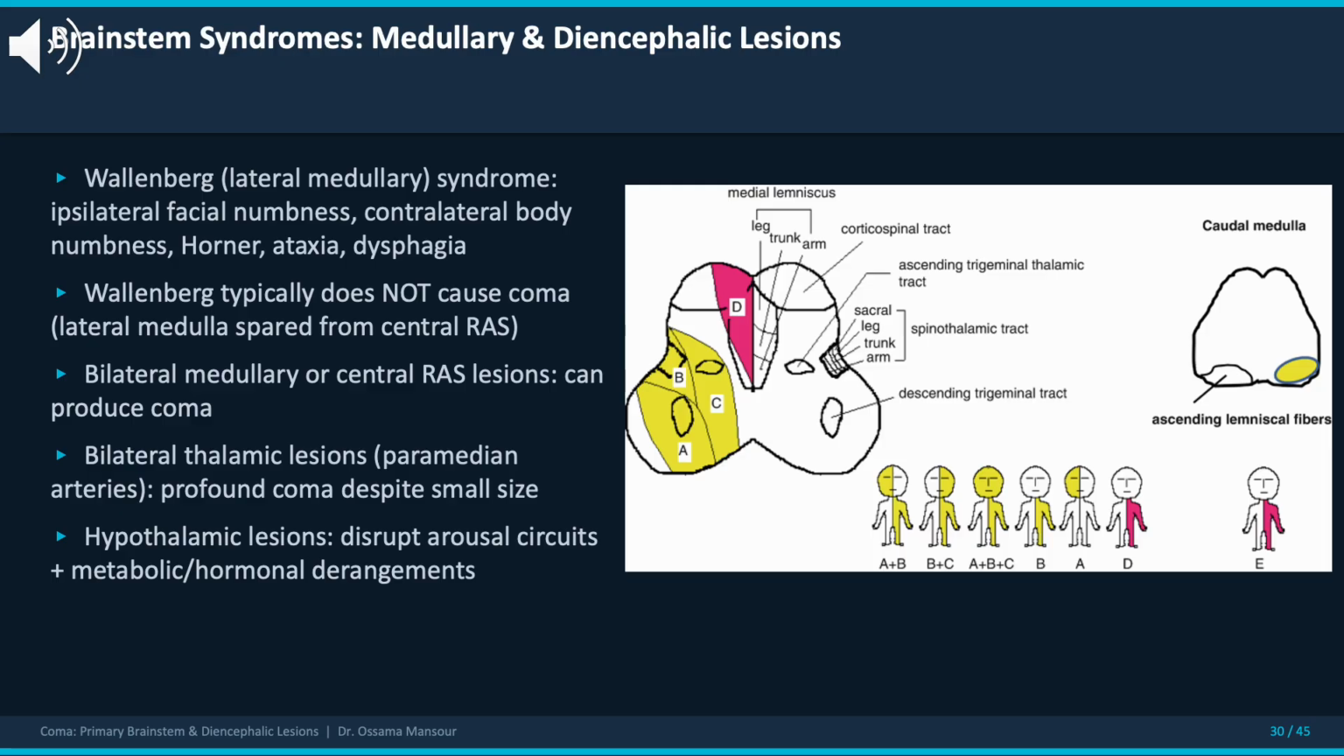Diencephalic lesions affecting the thalamus and hypothalamus can produce coma through several mechanisms. Bilateral thalamic lesions, whether from infarction in the territory of the paramedian thalamic arteries, hemorrhage, or metabolic injury, can produce profound coma despite their relatively small size because the thalamus serves as the critical relay station for the ascending arousal system. Hypothalamic lesions can produce alterations in consciousness through disruption of the arousal circuits in the posterior hypothalamus, as well as through metabolic derangements from disruption of hormonal regulation.